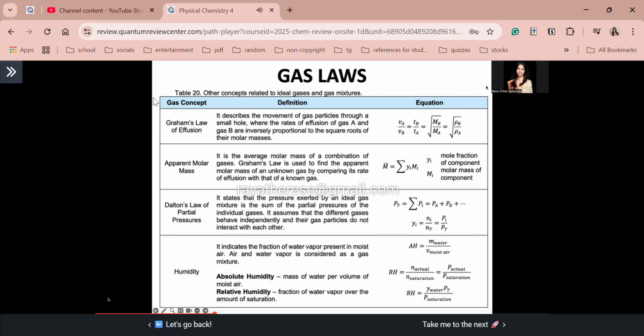And in relation to that, relative humidity is just equal to the mole fraction of the water, again, air and water considered as a gas mixture, times the total pressure divided by the pressure at saturation. Okay, so we will discuss more of that later.